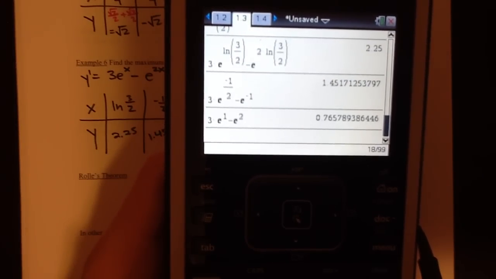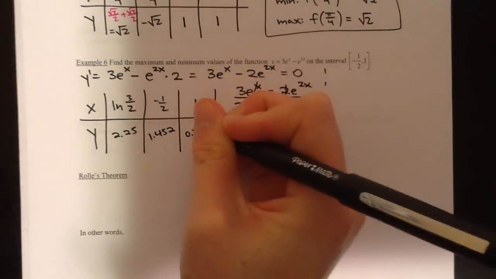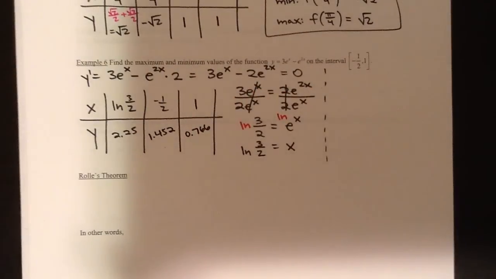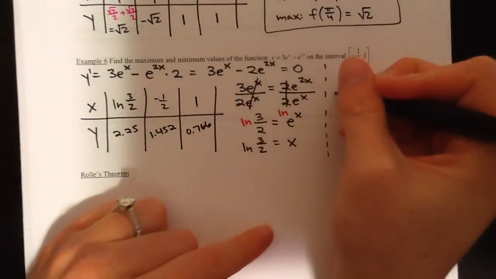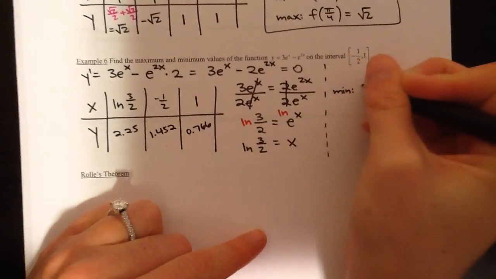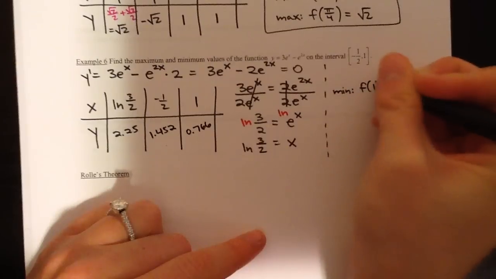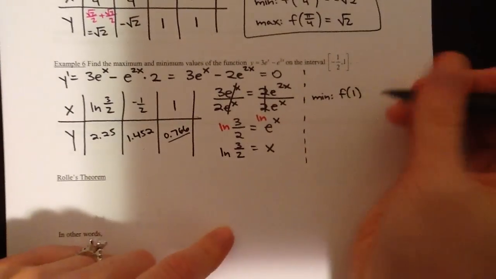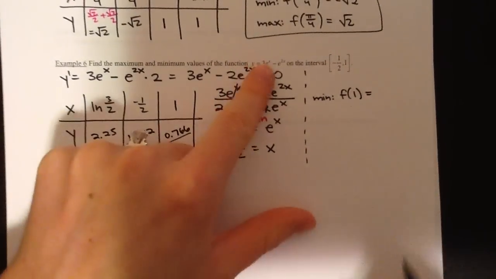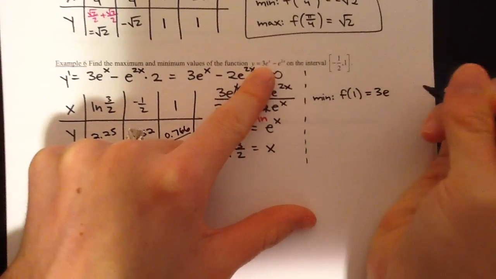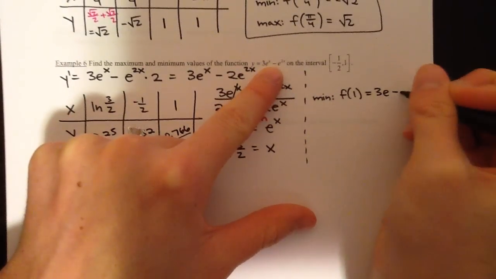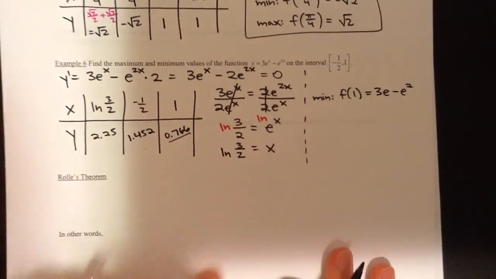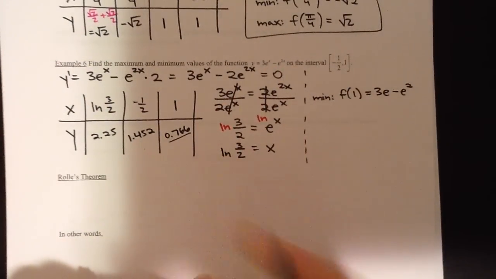Okay, so 0.766 approximately. Now when I get my max and my min, my minimum value is the function defined at 1. That's one of the endpoints. That's this value right here. I want to write the exact value rather than this decimal approximation. So let's write 3e to the first, and then minus e squared. So that's the exact value. If I were to plug that in, I would get this.